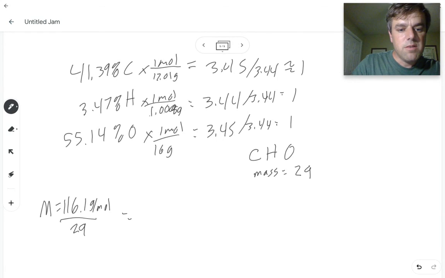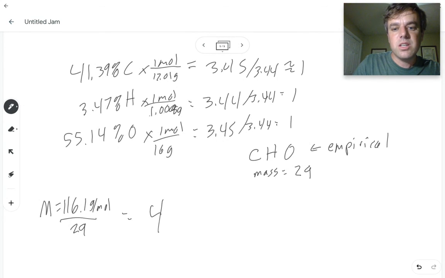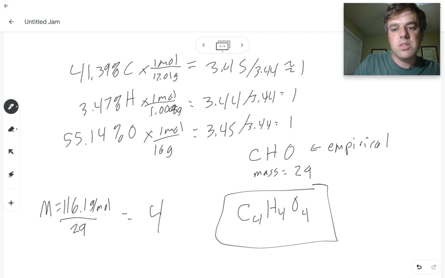we get 4. So this is our empirical formula. Our molecular formula is going to be 4 times that, or C4H4O4. So that is our molecular formula.